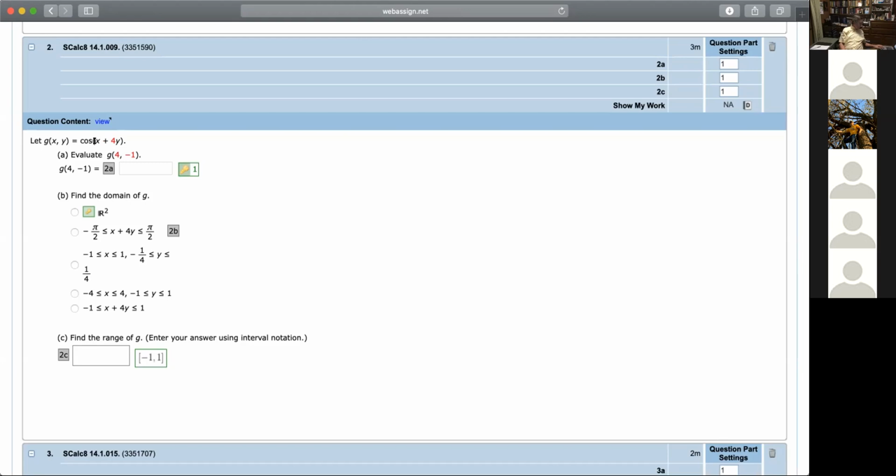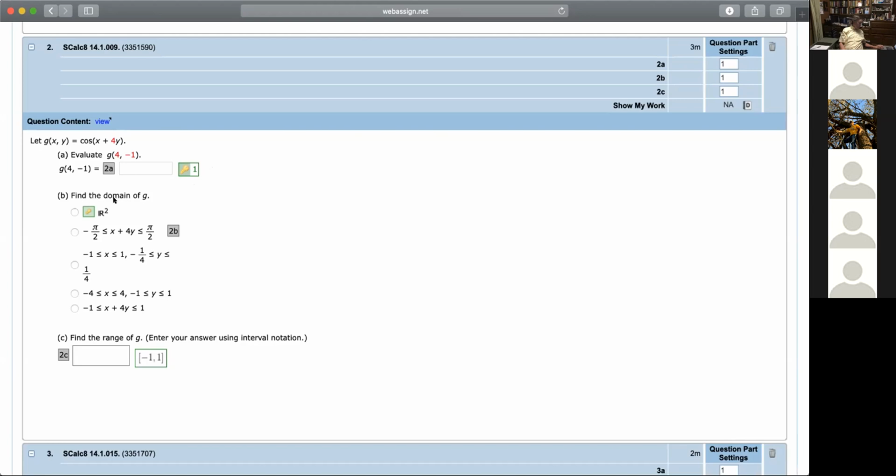You get x is 4, so I'm going to get 4, and y is minus 1. I'm going to get 0 here. So I need to know what the cosine of 0 is. If that's too much for you, you shouldn't be in the class. If you know the cosine of 0 is 1, you'll know, whoa, here's a good answer. Hopefully you would have put that there.